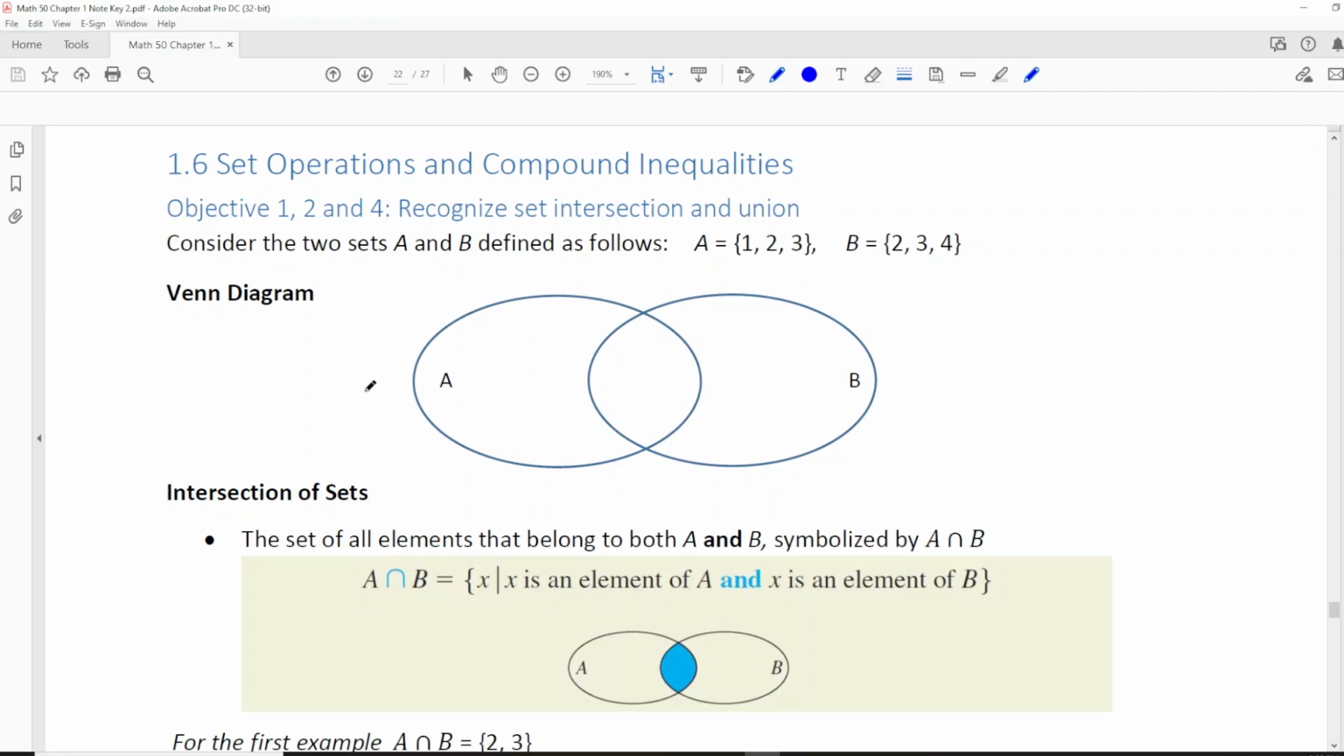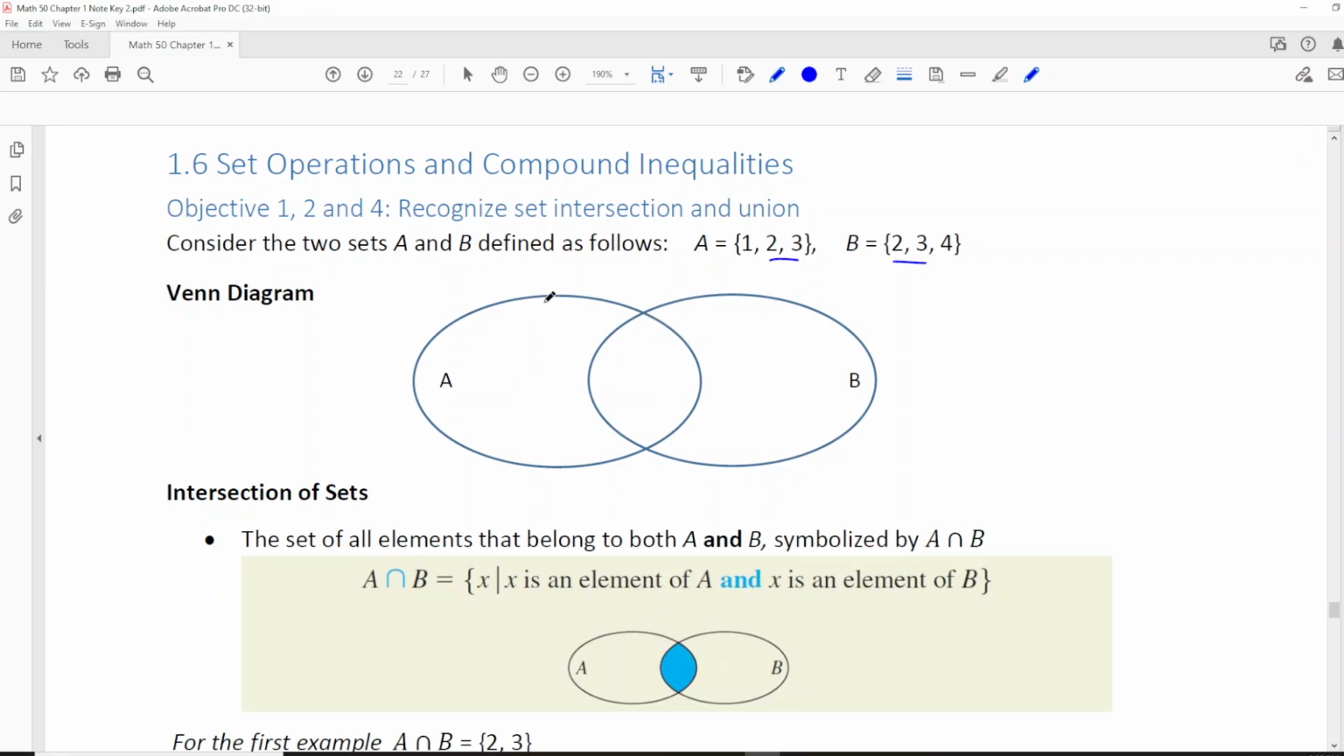So I like to show this with a Venn diagram. If you've never seen one before, don't worry, they'll make sense by the end. If you consider two sets, so we've got set A defined as the numbers 1, 2, 3, and set B defined as the numbers 2, 3, 4. In the first circle for A, we're going to write the numbers 1, 2, 3. But when we write them, we're going to notice that 2 and 3 are actually in both of the sets.